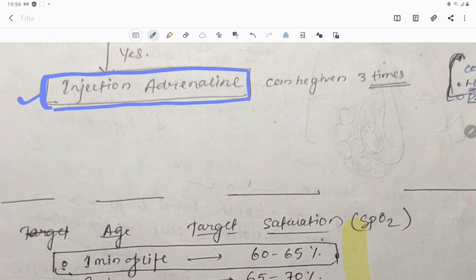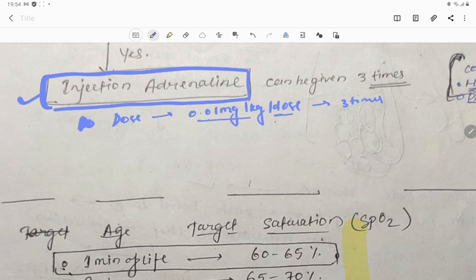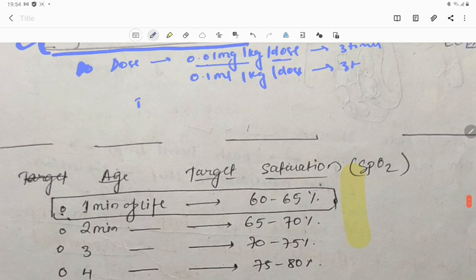Adrenaline injection, the dose, right? Dose of adrenaline injection is 0.01 milligram per kg per dose, right? And it can be given up to 3 times, right? 0.01 milligram per kg per dose, or if I write it in ml, 0.1 ml per kg per dose, right? 0.1 ml per kg per dose, it will be given 3 times, right? Route of administration, it can be IV or IM, right?